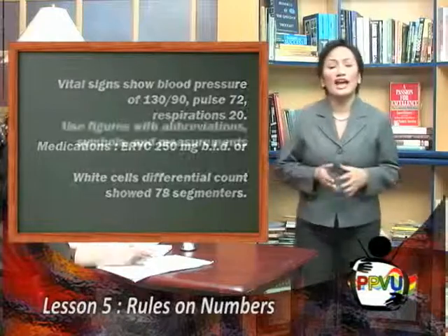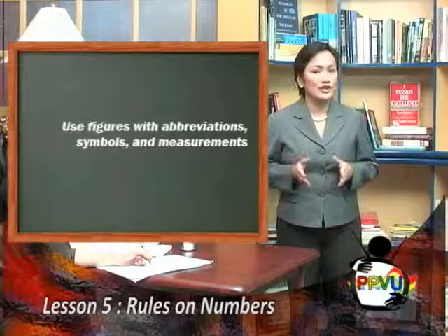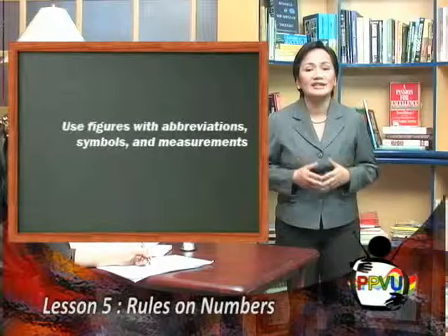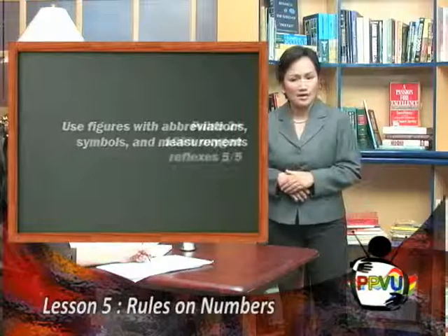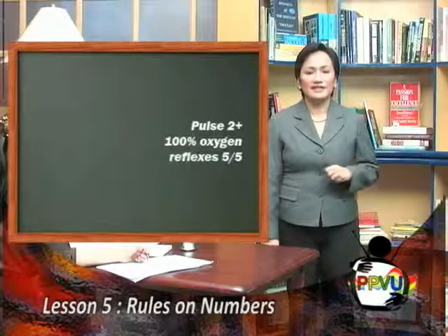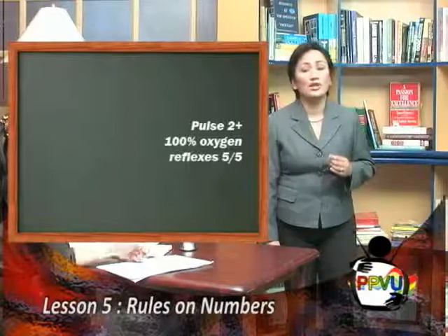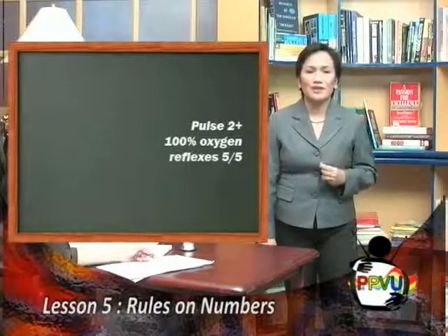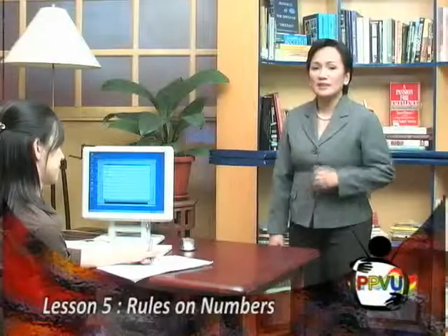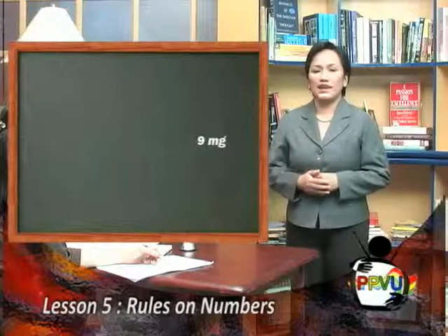When numbers are with abbreviations, symbols, and measurements, always use figures. Note that no space should come between the number and its symbol. Examples are pulse 2+, 100% oxygen, reflexes 5/5. But there is a space between the Arabic number and the corresponding unit of measure, abbreviation, or symbol. When we hear 9 milligrams, we transcribe it as 9 space milligram.